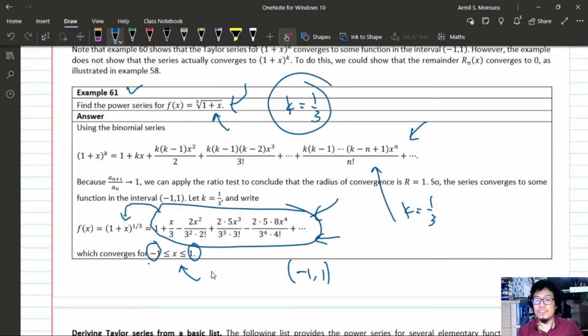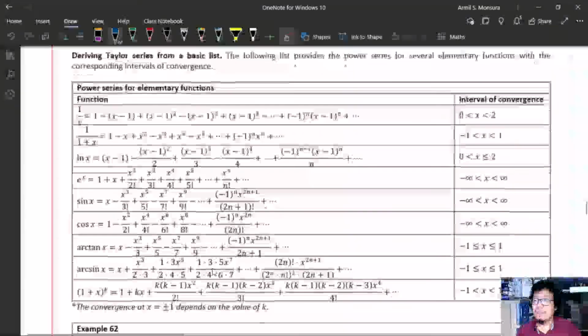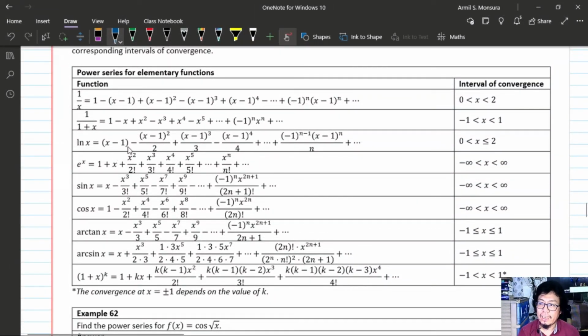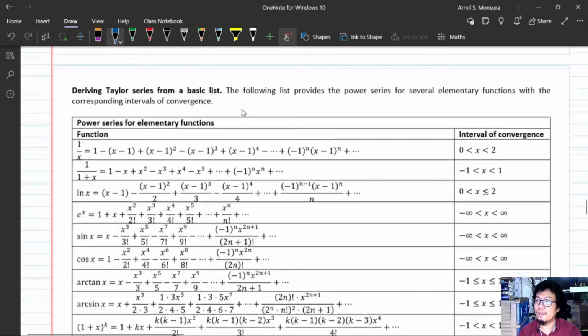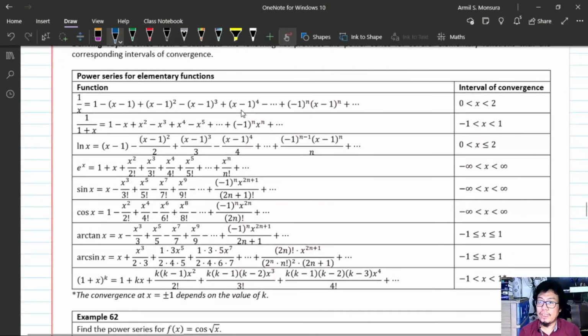Now, I have listed here values of various functions and their Taylor, or basically this is a list of Maclaurin series, if I'm not mistaken. But you can simply change this to a Taylor series.